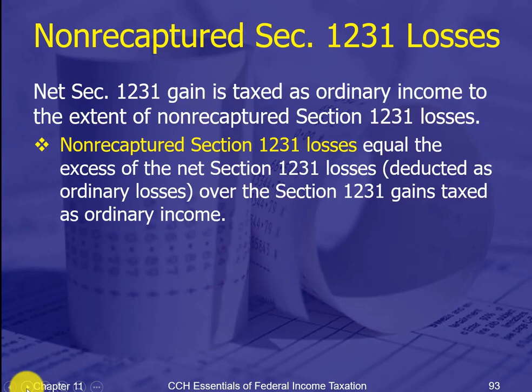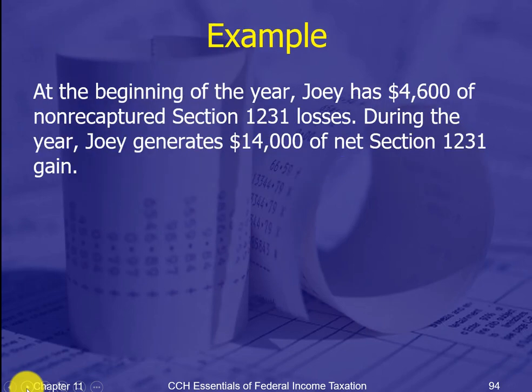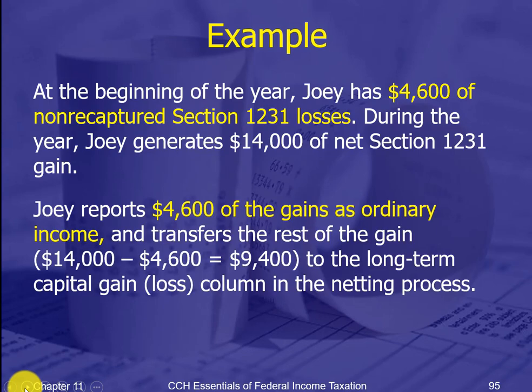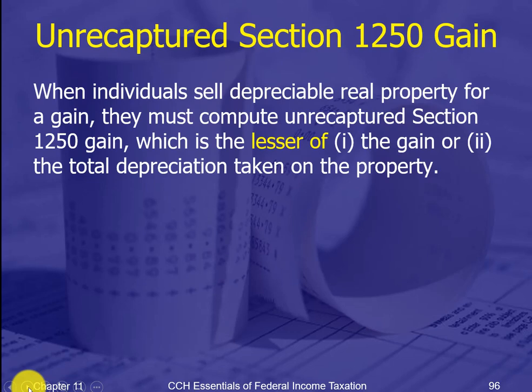And it's taxed as ordinary income. So for example, we have 4,600 of non-recaptured Section 1231 losses. These are losses on 1231 assets in previous years. We generate 14,000 of gain this year, which should be what? Capital gain. But to the amount of 4,600 from those in the past is ordinary income. The other 9,400 would be a capital gain. So those are two things that make Section 1231 not be that helpful when it comes to lowering your tax rate.